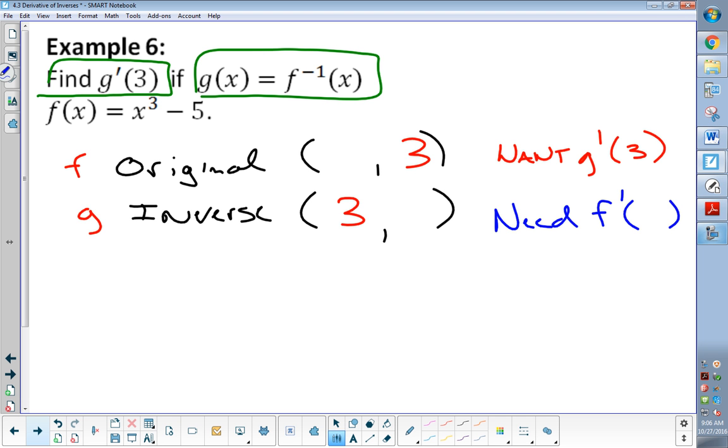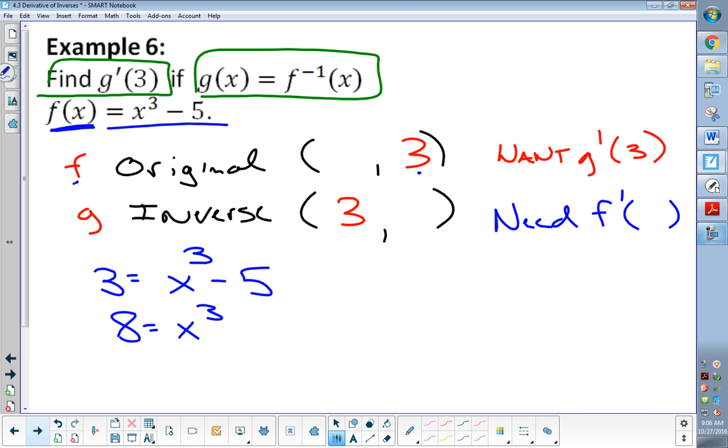Good. Yeah, we want to know when the f equation is equal to 3. So Joel and DeMarcus said here that we want to set this thing equal to 3. So I'm going to say 3 equals x cubed minus 5. Add 5. Cube root it. What number multiplied together 3 times is going to give me 8? X is 2. That means I want to know what f prime is at 2. Go ahead and try to finish that problem.